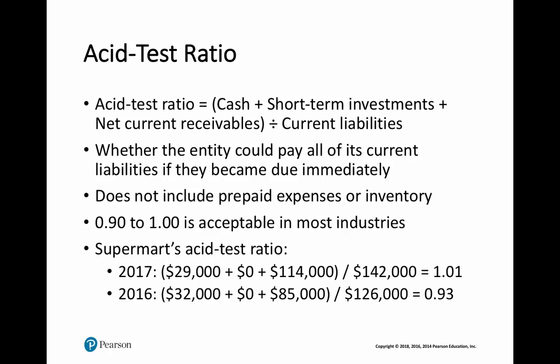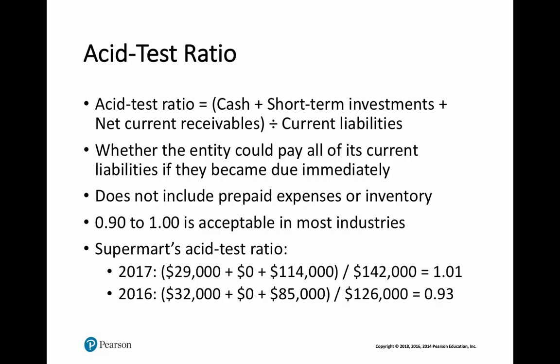So because we're excluding some of our significant current assets, i.e. inventory, especially if you're in the retail business, we don't have the same standards as the current ratio, where we want to be greater than 1 and probably closer to 2 to be really comfortable. So we have here a 0.9 to 1 is acceptable in most industries. So for the supermarket's acid test ratio, for 17 we're at 1.1, and for 16 we're at 0.93.